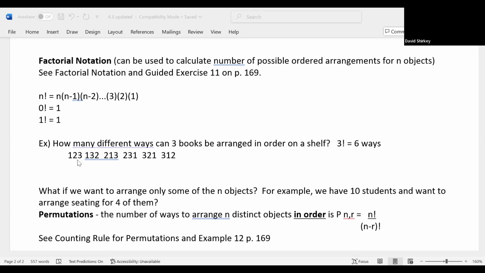So here's the 6 different ways those books could be ordered if they're book 1, 2, and 3. They could be ordered 1, 2, 3, 1, 3, 2, 2, 1, 3, 2, 3, 1, 3, 2, 1, and 3, 1, 2 in that order.